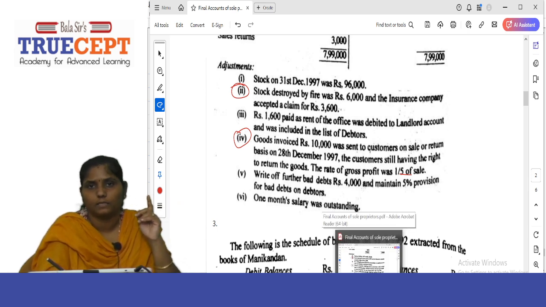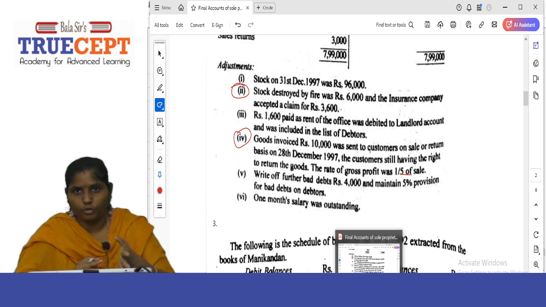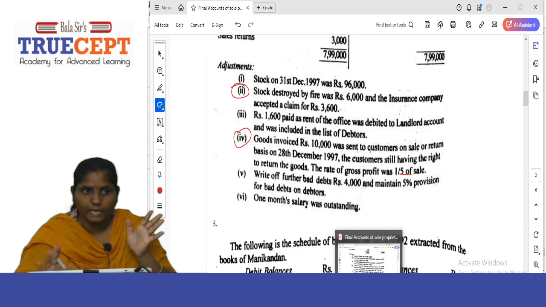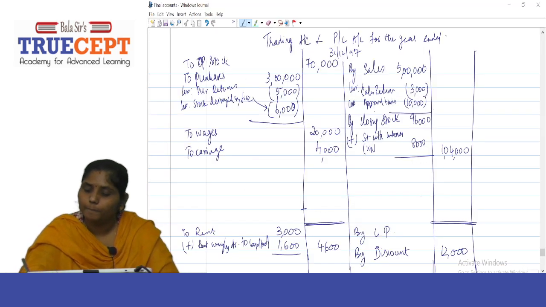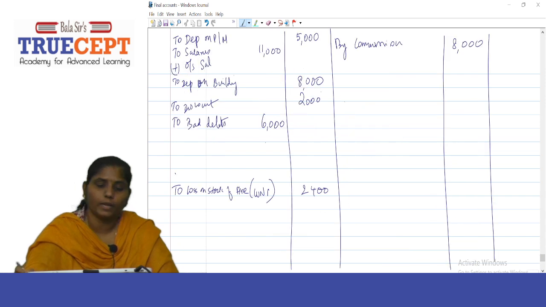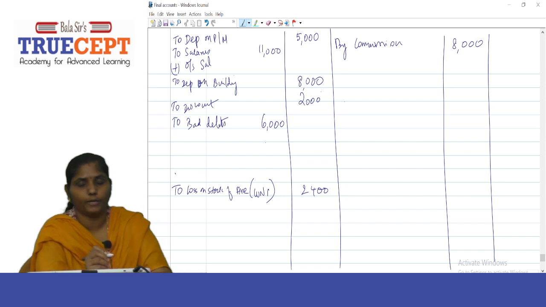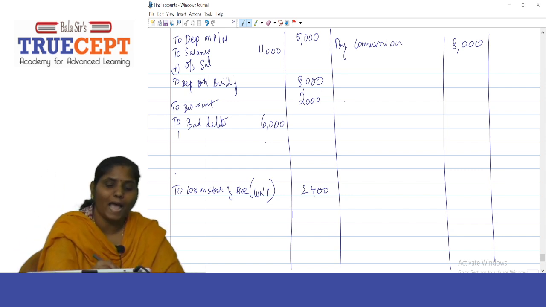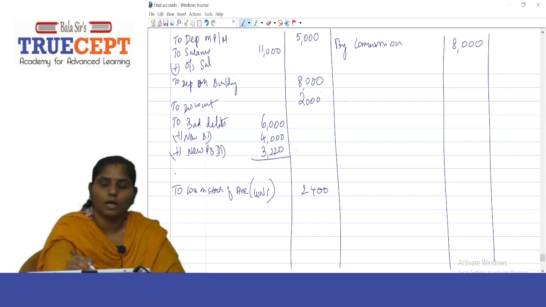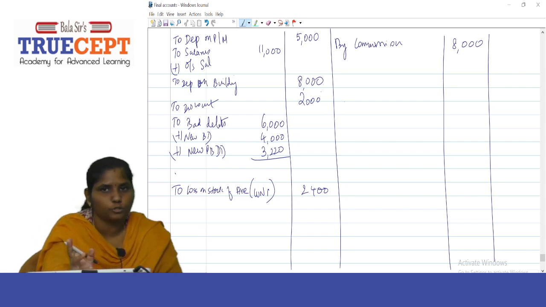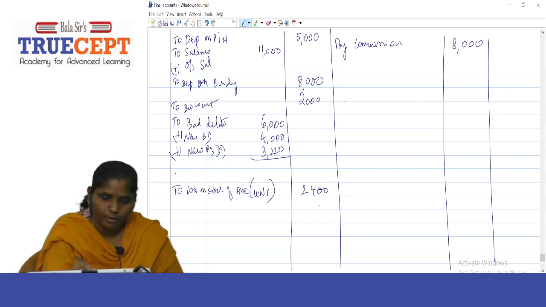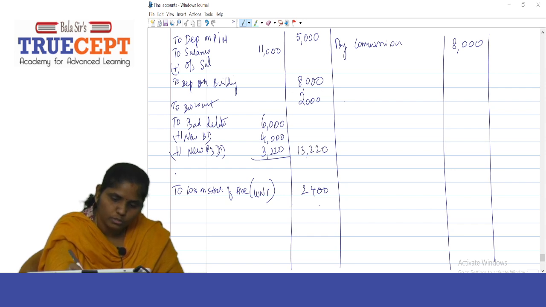What is that? Bad debts. So only in profit and loss account we have to adjust because in the balance sheet we dealt with it in the working note for debtors. So now in the trading and profit and loss account, in P&L I am going to deal with it. I know old bad debts 6,000 rupees. Now add new bad debts. How much? 4,000 rupees. And add new provision for bad and doubtful debts. How much? 3,220. I don't have an old provision to subtract. So only add these three numbers and show the amount in the outer column, 13,220.